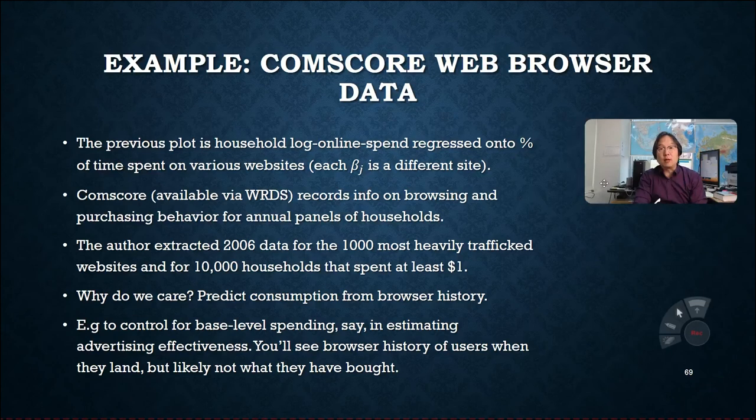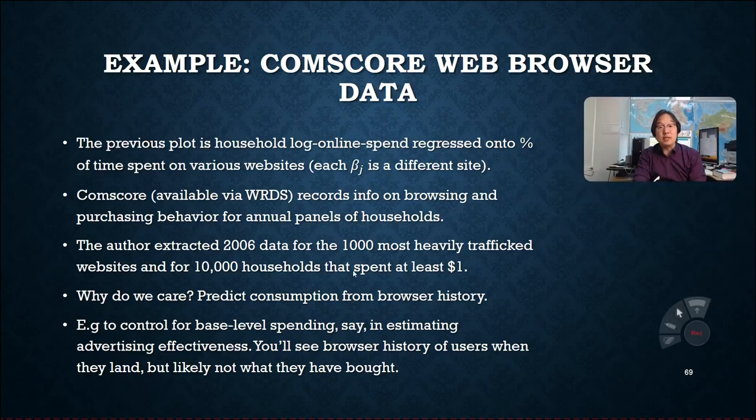Example: ComScore web browser data is there for you. The online spending data is there, from the textbook author. The previous plot is household log online spending regressed on the percentage of time spent on various websites. Each beta j is a different site, and hundreds of different websites are over there, right? That's why we had a lot of garbage popping up when lambda is very minimal.